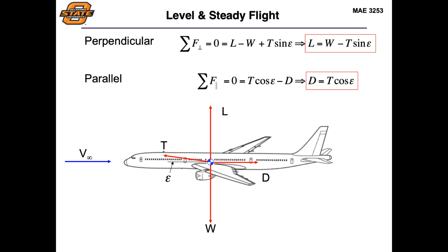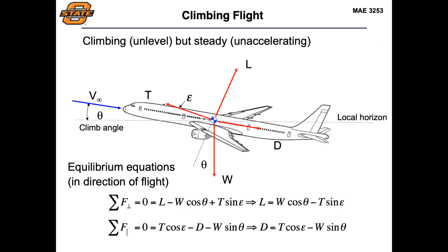Now, let's make this a little more interesting and look at climbing flight. First thing, when we say climbing flight, we're going to be changing the altitude of our aircraft. We can either be ascending or descending. It doesn't matter. But it's important to note that we're still in steady flight. So we can consider this steady but unlevel. We're not accelerating, we're just changing our altitude.